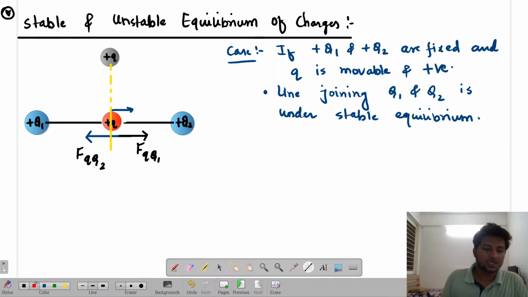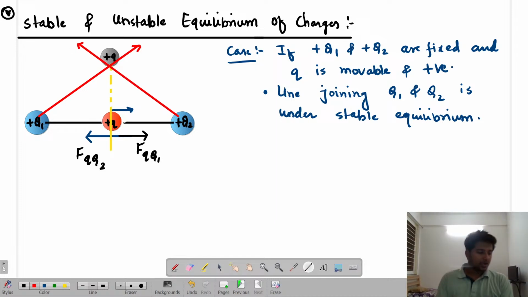Now what will happen? If it is a positive charge, this plus q will apply a force in this direction, and this plus q2 will also apply a force in this direction, isn't it? Correct? Are you able to get me? So now you think of one case. Let's suppose I just displace this charge a little bit vertically upwards or downwards, what is going to happen?